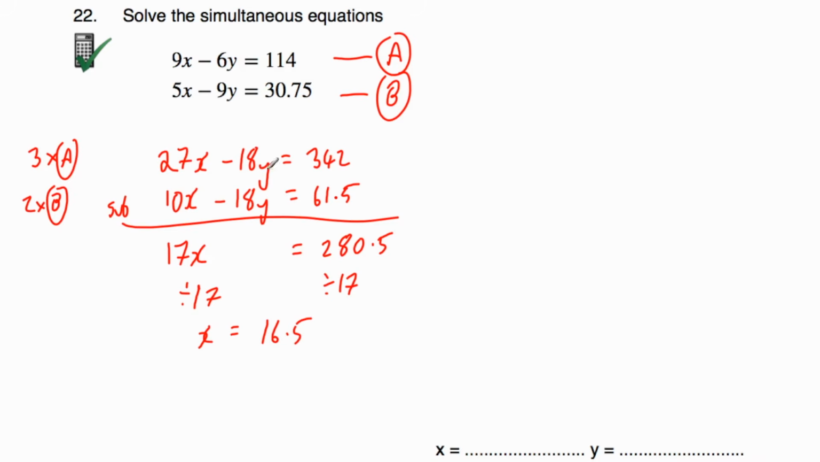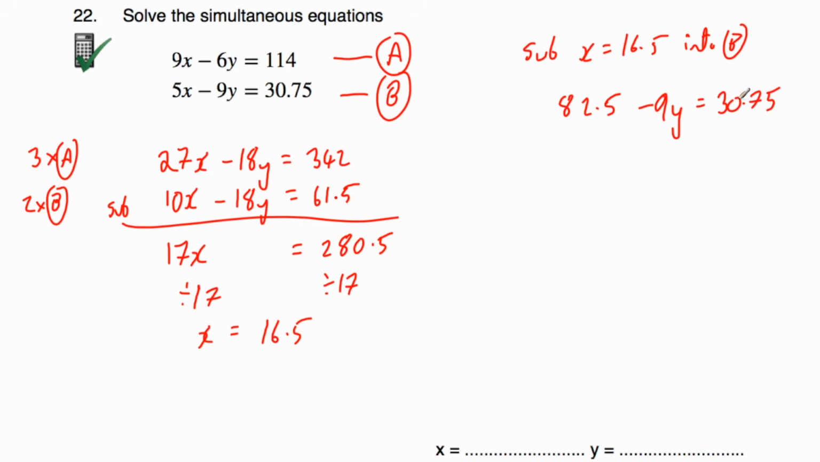Now let's substitute that into equation B to see what we get. So sub x equals 16.5 into B. So it'll be 5 times x, and 5 times 16.5 would be 82.5. We've still got our minus 9y, and that will be equal to 30.75. Now we want to find out what y is, so we want to get rid of this 82.5, so let's take that away. So minus 82.5 and minus 82.5.